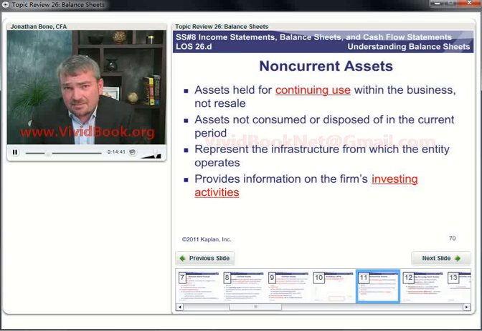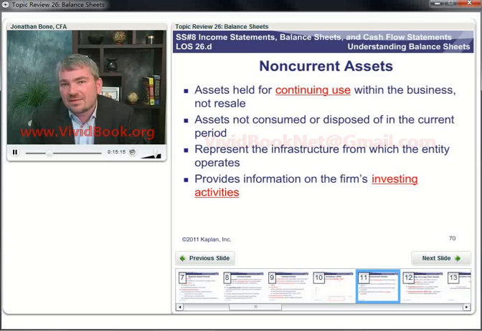Non-current asset, basic definition is it's an asset held for continuing use within the business, not resale. All this simply means is when we buy this asset, we intend to hold the asset to use to generate our revenues in the income statement. We don't intend to sell it. Doesn't mean we can't sell it, it just means the express intention. So these are going to be assets that are not consumed or disposed of in the current period, and as a result it's the capital infrastructure from which your firm is operating.